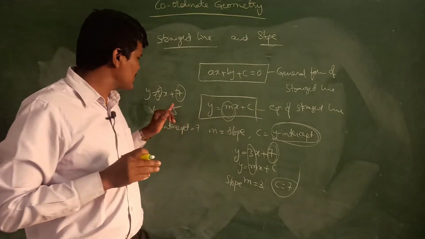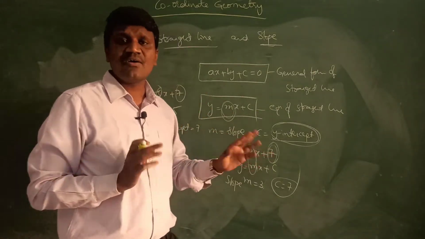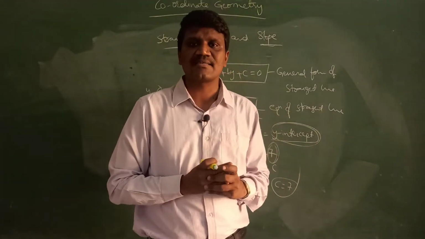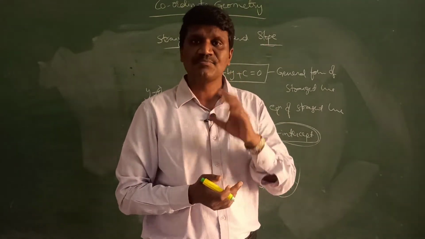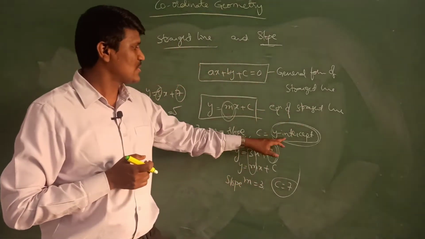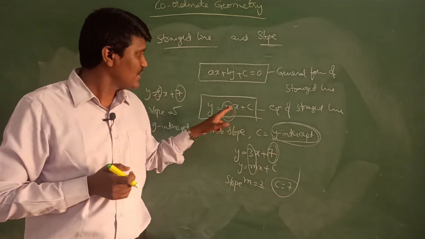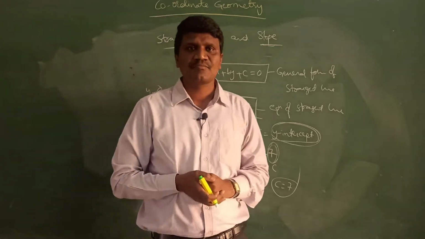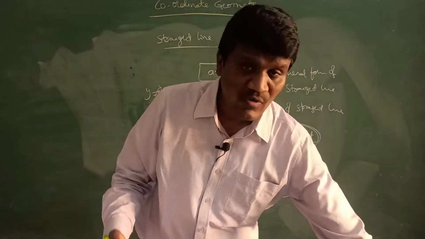So many times this question is asked: if the equation is given, what is the slope and where does the line touch the y-axis? At the y-intercept. So in y is equal to mx plus c, m is the slope and c is the y-intercept. Okay students, now let us see what the slope formula is.